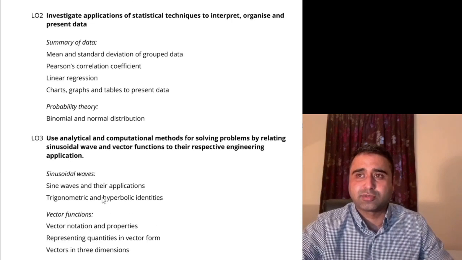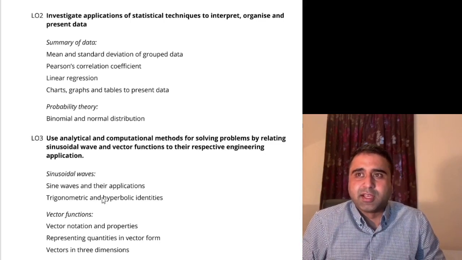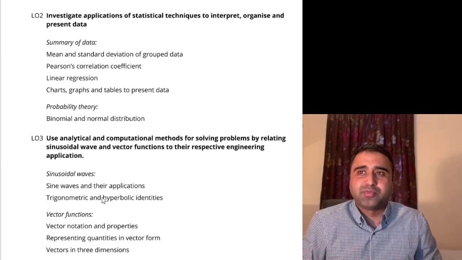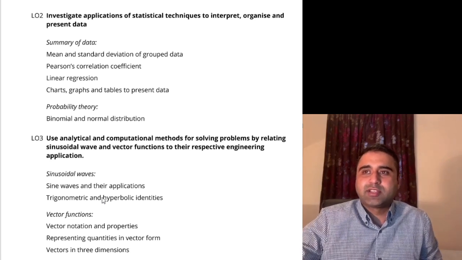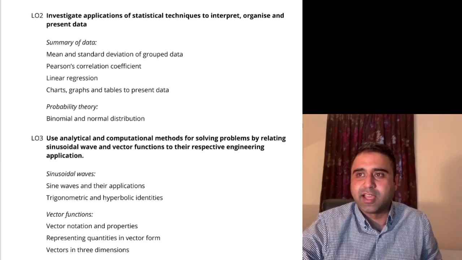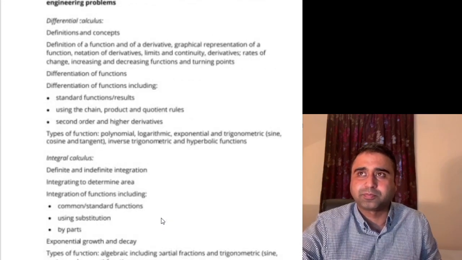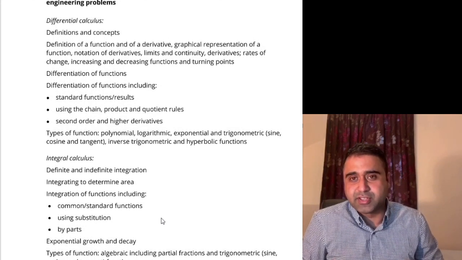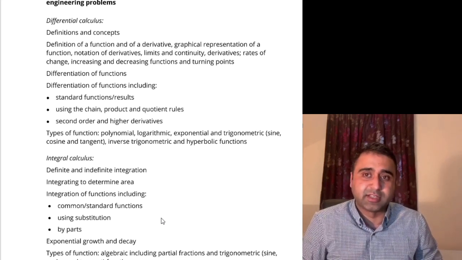The third learning outcome is more about waveforms. So sinusoidal waveforms, sine waveforms, their applications, trigonometric and hyperbolic identities. Then we talk about some vector functions, vector notations, representing quantities in vector notation, vectors in 3 dimensions, and then we have the fourth and final learning outcome, which is calculus. So differential and integral calculus, more of differentiation and integration. We'll go deeply into integration and differentiation when we actually do the learning outcome delivery.